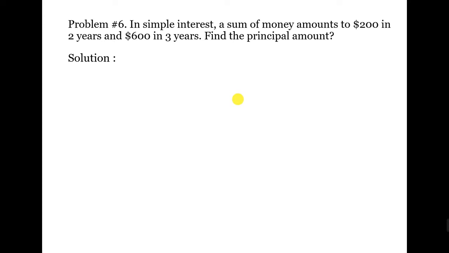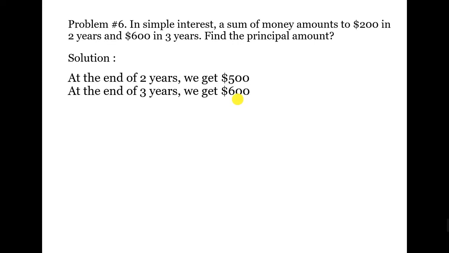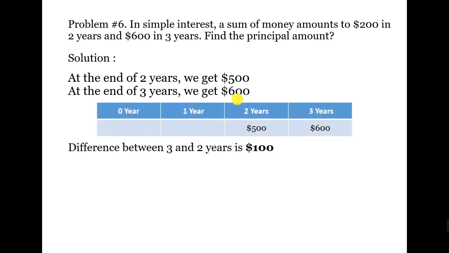In this problem, the amount of interest collected at the end of 2 years is $500, while in the 3rd year, the amount collected was $600. So the difference from the 3rd year to the 2nd year would be equal to $100. From this table of information, we can get easily the interest earned in the 3rd year. In simple interest, interest will be the same every year.